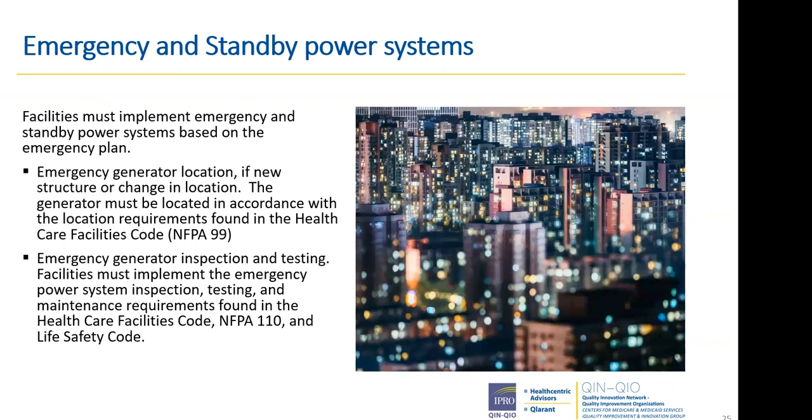Emergency and standby power systems. The facility must implement emergency and standby power systems based on the emergency plan. Emergency generator location: if there is a new structure or change in location, the generator must be located in accordance with the location requirements found in the Healthcare Facilities Code, NFPA 99. For emergency generator inspection and testing, the facility must implement the emergency power system inspection, testing, and maintenance requirements found in the Healthcare Facilities Code, NFPA 110, and the Life Safety Code.